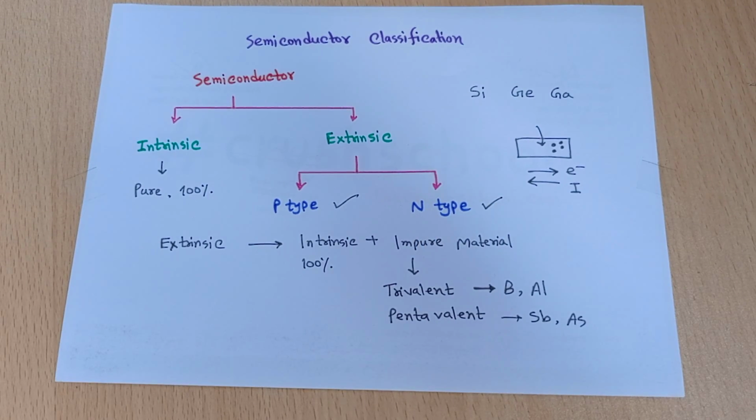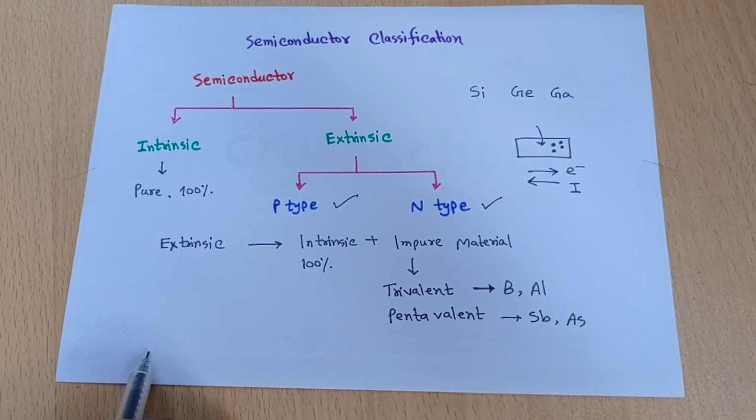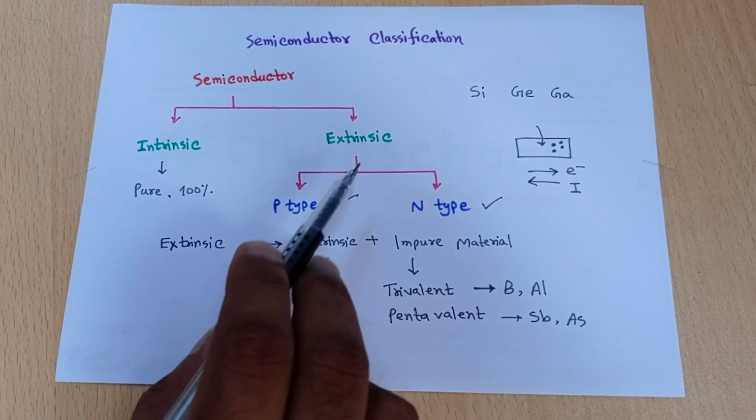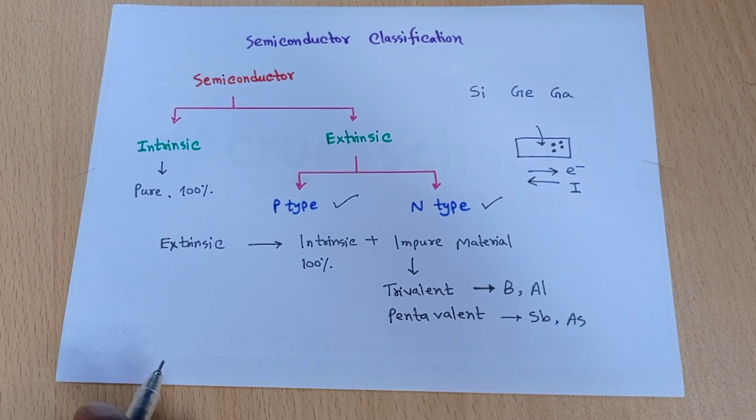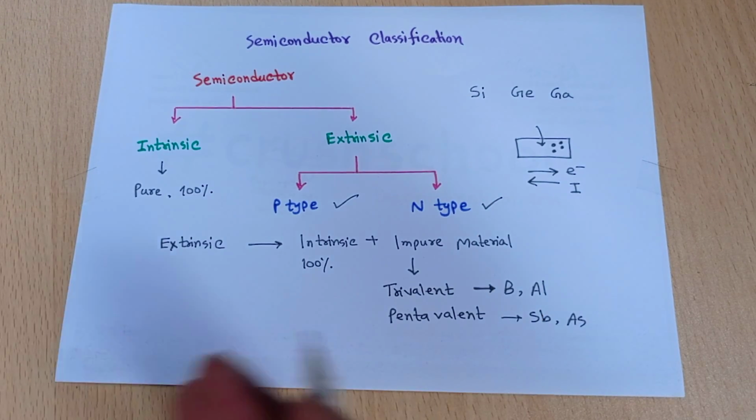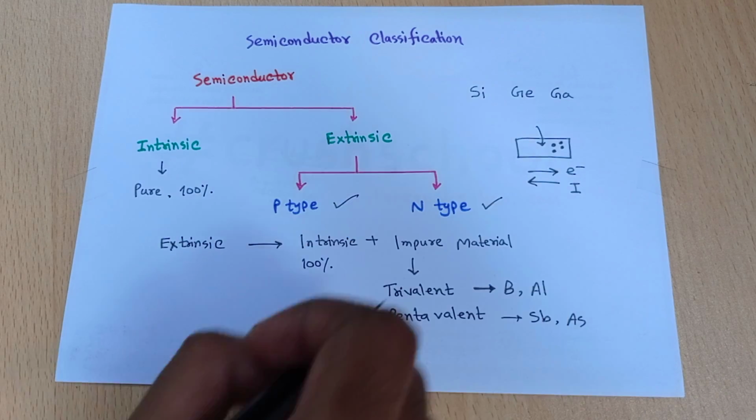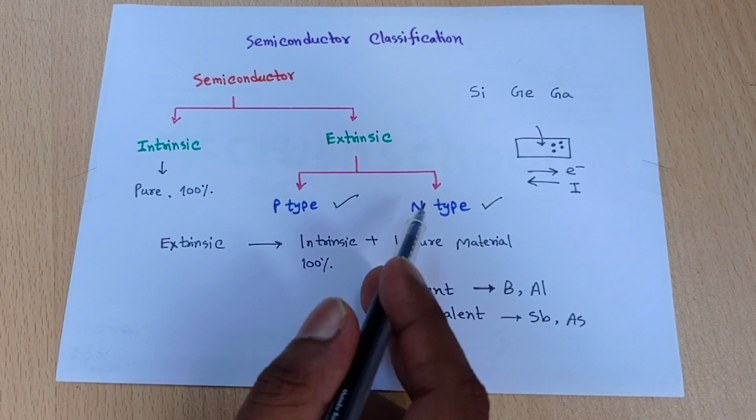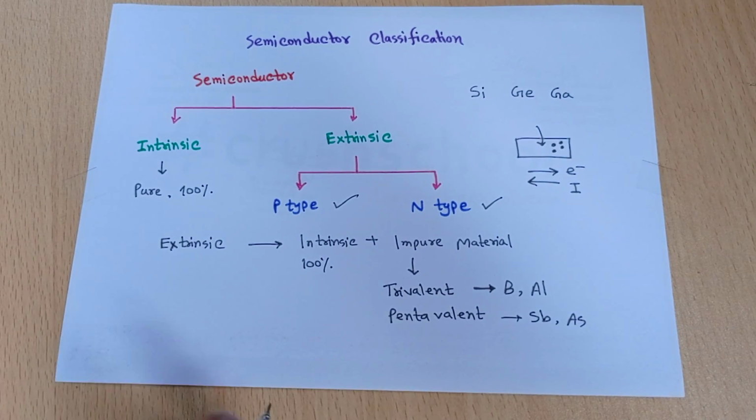So there are basically two types of semiconductor, which are intrinsic and extrinsic. Intrinsic is 100% pure, extrinsic is not 100% pure, and extrinsic is classified into another two categories, which are p-type and n-type. In the future I will discuss p-type and n-type material briefly, as well as how they work.